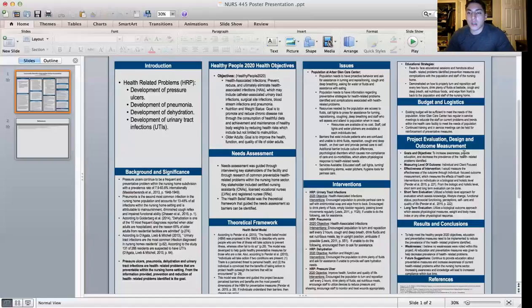And so project evaluation, design, outcome, and measurement. So basically the goal and objective was to increase awareness, provide education, and decrease the prevalence of the health-related problems that were identified. And so the level of outcome is basically measured on an individual and client-focused level. To measure the effectiveness of the outcome through the individual-focused outcome level, we measured the effect of healthcare interventions on a biologic and holistic level.